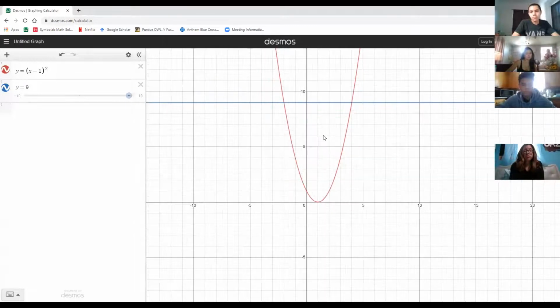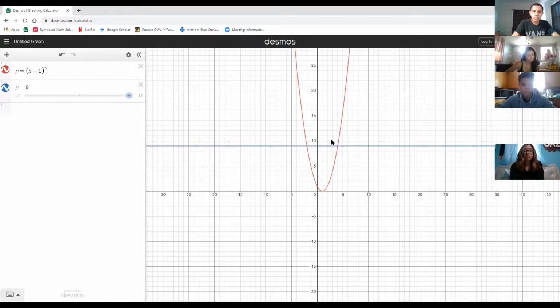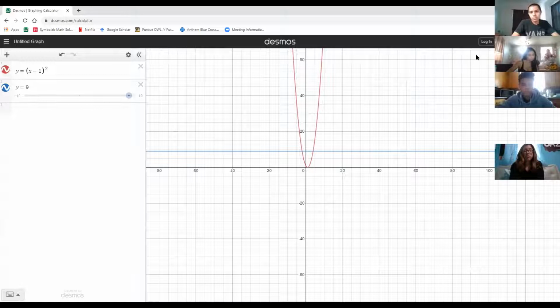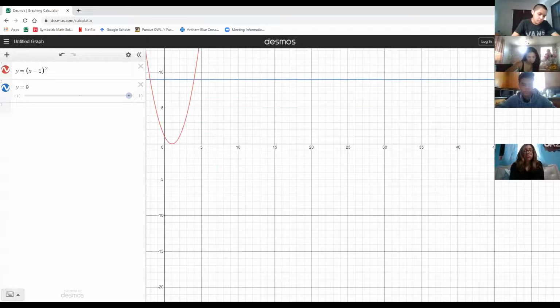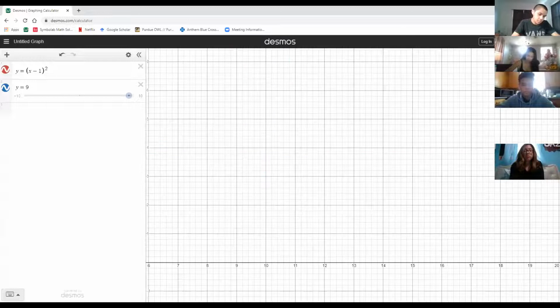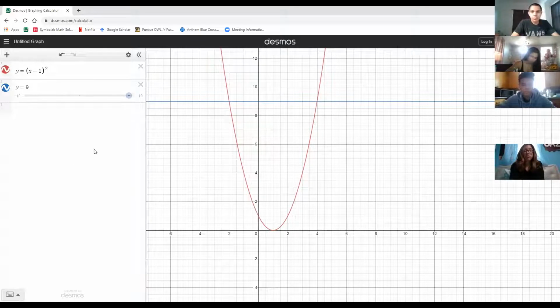But does anyone see anything crazy here? Where's my mouse going? It's going the wrong way. Here we go. Negative 1. Yeah, that's good enough. Anyone see anything crazy here? The parabola intersects y equals 9 at 2 points.